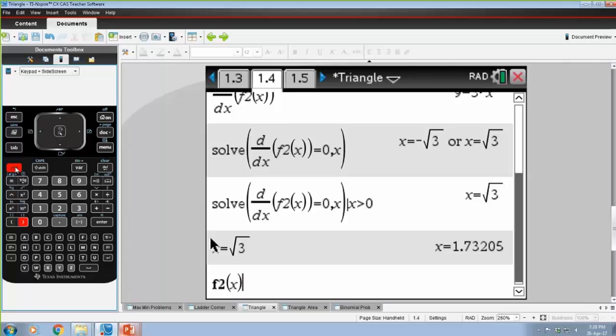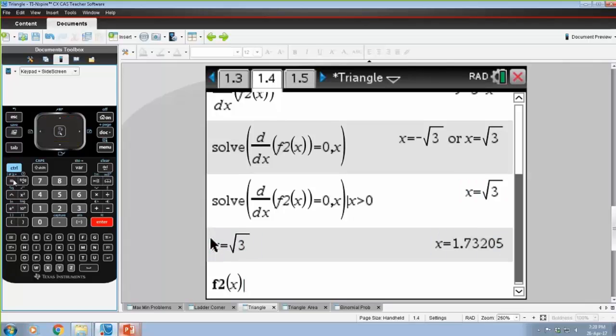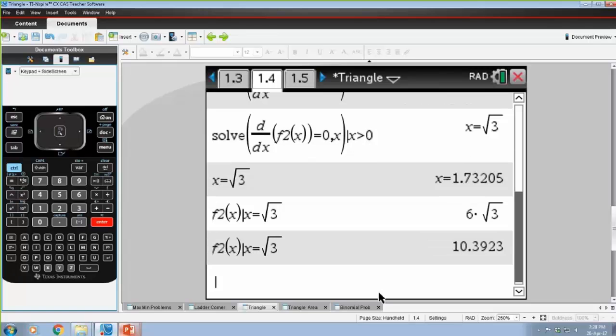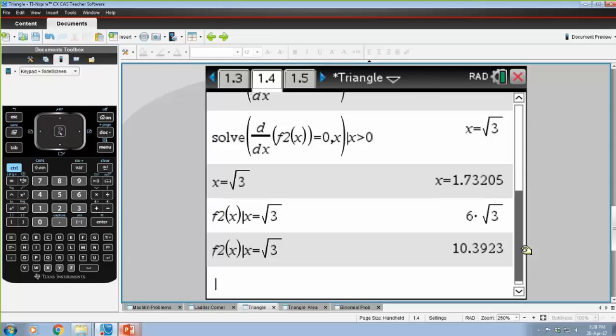And now the maximum value is in fact the value of that function evaluated when x is equal to root 3. So I'll use the Control equals button to use this given symbol, given that x is equal to root 3. And that'll give me the exact area of this triangle for which it's a maximum. Again, Control Enter, 10.39, which happens to correspond to the value here.